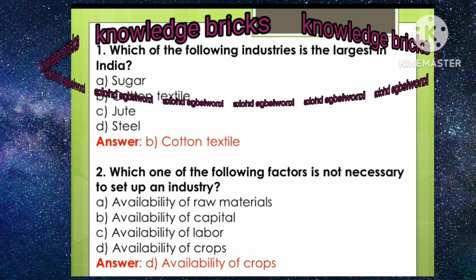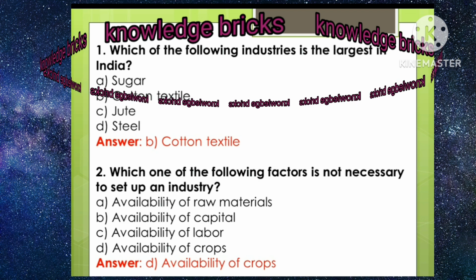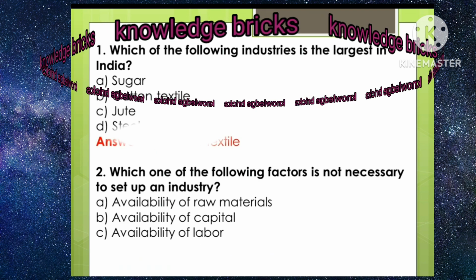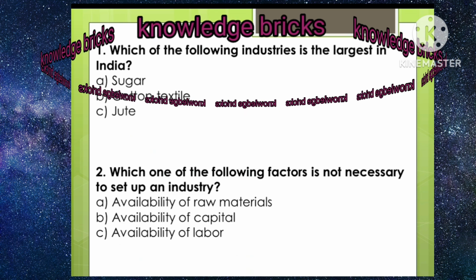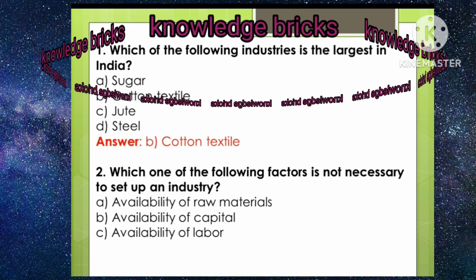A. Availability of raw material. B. Availability of capital. C. Availability of labor. D. Availability of crops. And the correct answer is availability of.